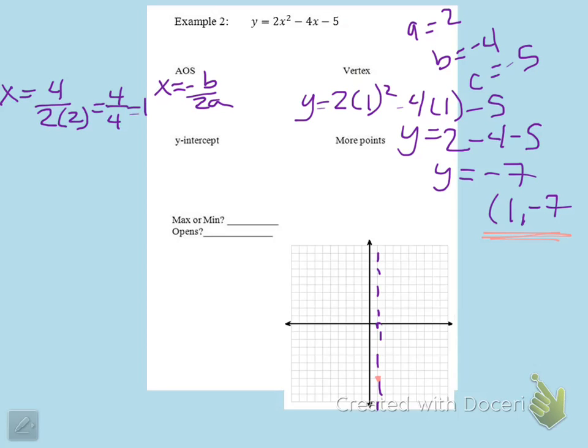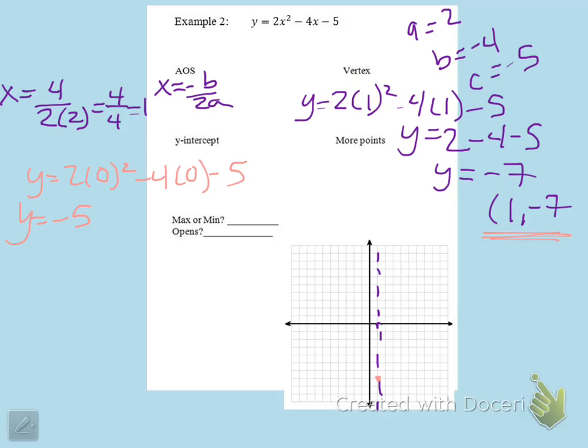Okay, so now I've got to figure out my y-intercept, so where it crosses my y-axis. On my y-axis, x is always equal to 0. So to find the y-intercept, we're going to plug in 0, because anything that sits on my y-axis is going to have x equal to 0. So y equals 2 times 0 squared minus 4 times 0 minus 5. So 2 times 0 squared is 0, minus 4 times 0 is still 0. So 0 minus 5 is negative 5.